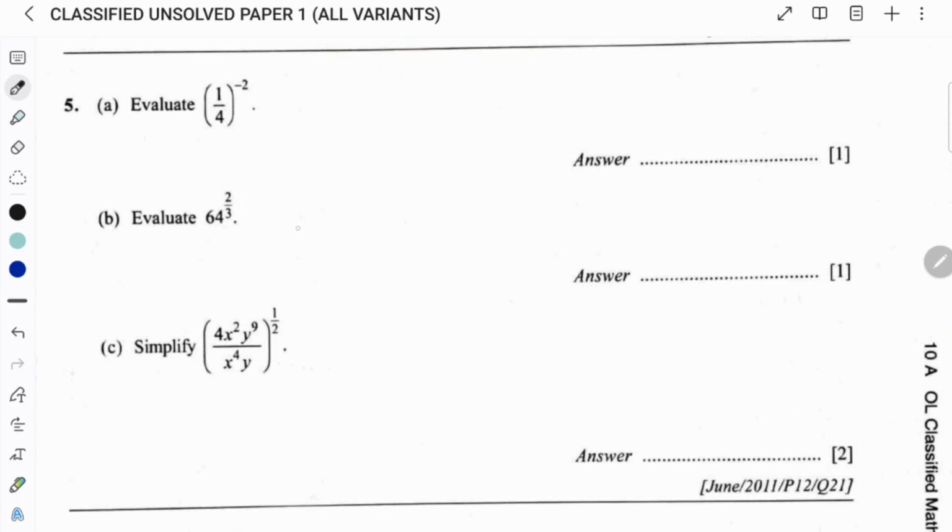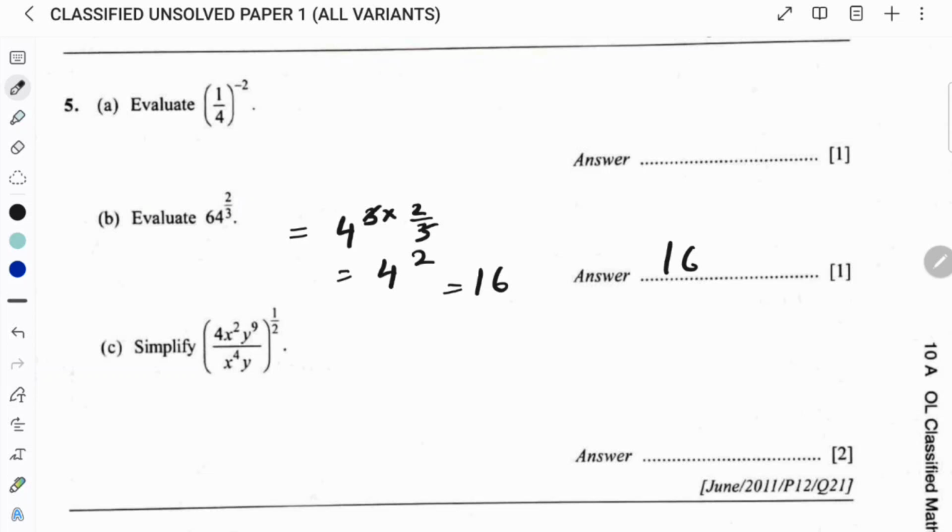Look at this question. Evaluate 64 to the power 2 over 3 without the calculator. Here we just write 64 as 4 cubed, to the power 2 over 3. And this is equal to 4 squared, which is equal to 16.